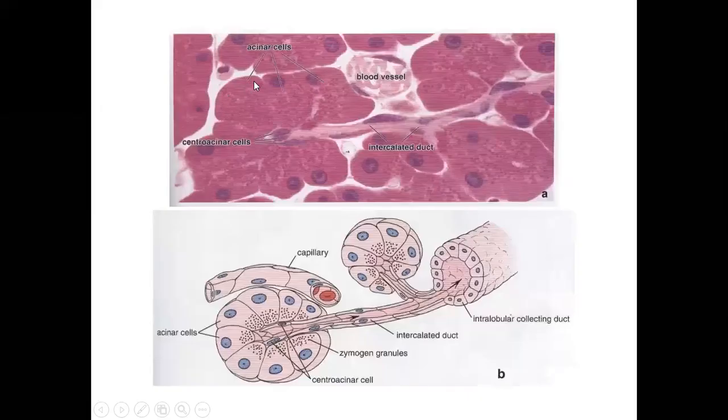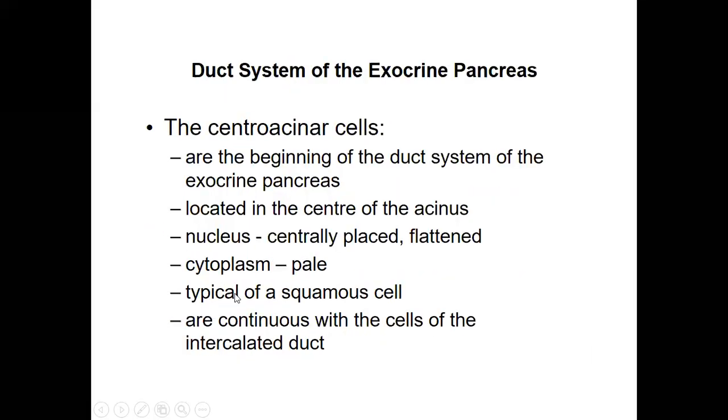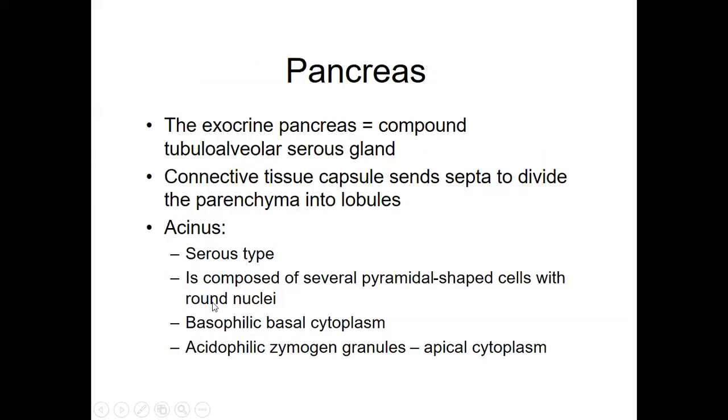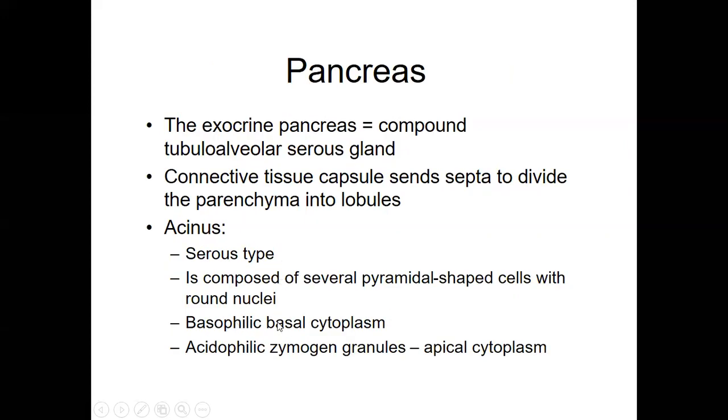I hope you have a picture here. You can see here, this is the acinar cell. It's pyramidal in shape, right? A serous type, with round nuclei, definitely round nuclei. The acinus has a basophilic basal cytoplasm, but here it's not very obvious. The basal cytoplasm is basophilic, slightly bluish in color.